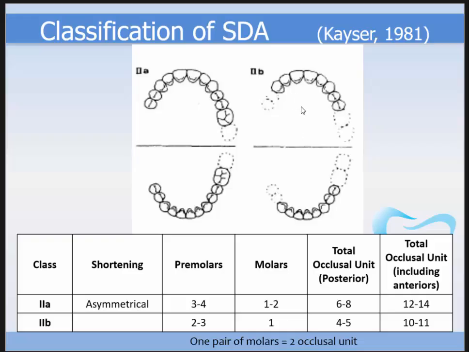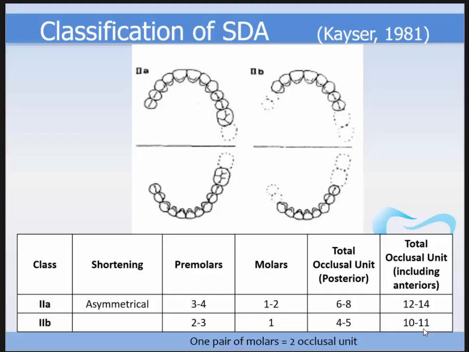For class 2B, you have more missing teeth. For the premolars, you probably have 2 or 3 pairs of premolars, and for the molars you have only 1 pair. So the total occlusal units could be 4 to 5, and then including the anterior ones, in total you have 10 to 11.